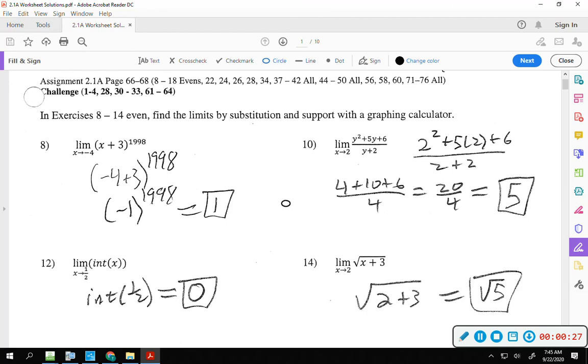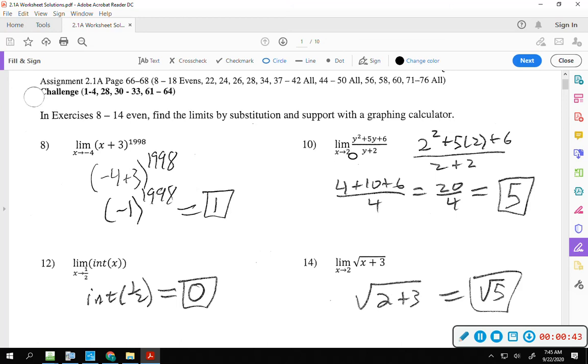So for substitution, we're simply plugging in -4 in for x. That's the first thing we always want to try whenever we're taking a limit. -4 plus 3 is -1. Remember, a negative sign raised to an even power, 1998 is an even number, is +1.